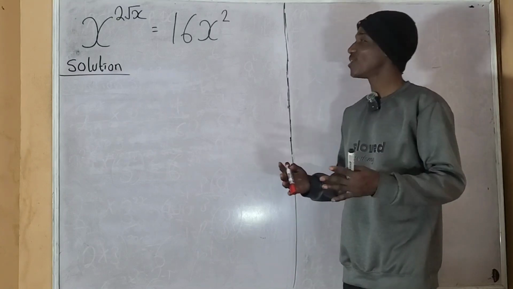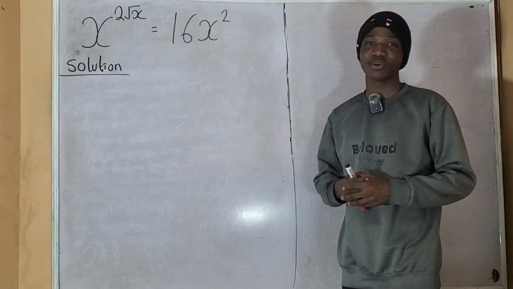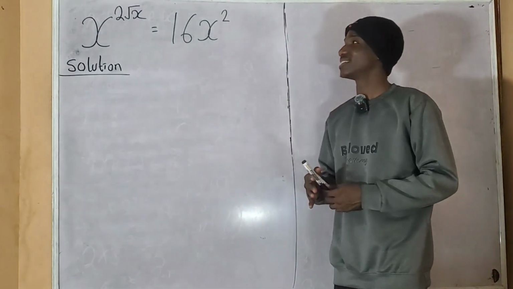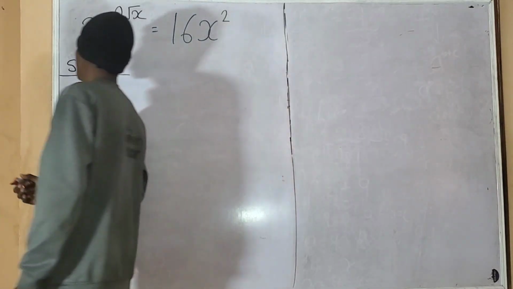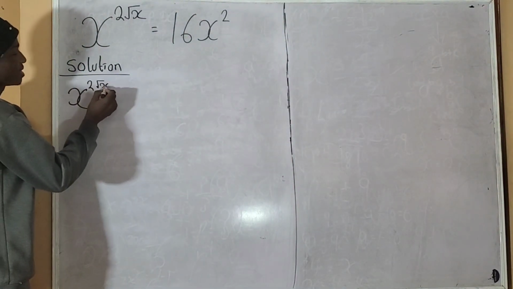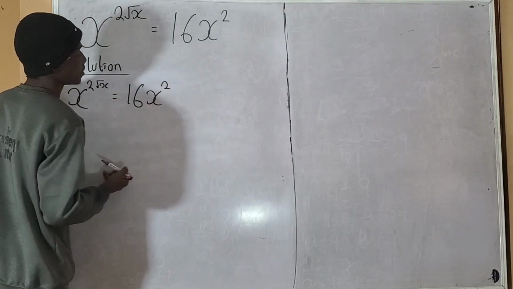Let me show you a more excellent way to approach the exponential equation that we have on the board. The goal here is to find the value of x. To solve this question, we have x raised to the power of 2 root x equals 16 raised to the power of, 16x raised to the power of 2.